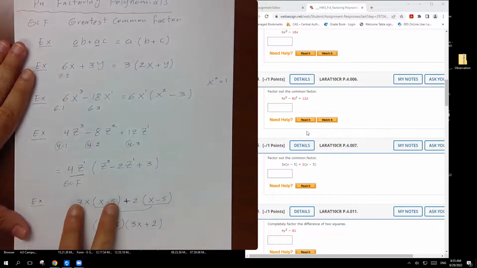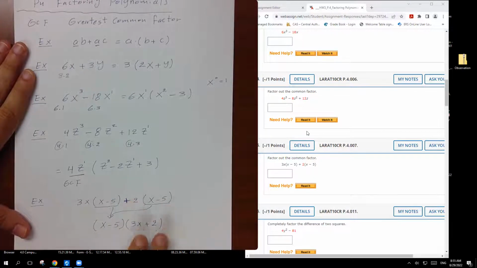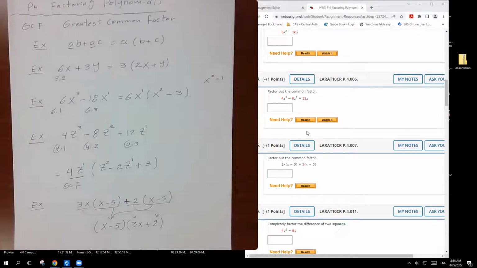And write down another parentheses, the leftover from this side, which is 3x, the leftover from this side, which is 2. It means here is the 3x, and here is the 2. That's it for this example. To find the common between this part and this one is the parentheses, and here is the leftover.